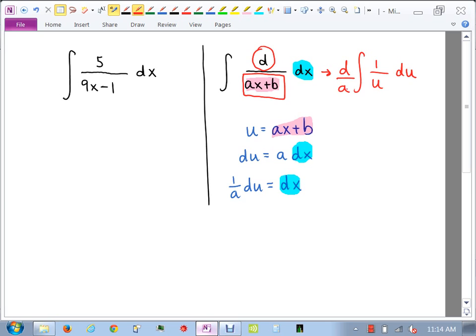Why don't we bring that a out, right? The 1 over a comes out of the integral. It's a constant, so d over a. What's the antiderivative of 1 over u? ln. So we have natural log of u plus a constant. So this is d over a, natural log. Replace u with ax plus b, plus c. There it is.